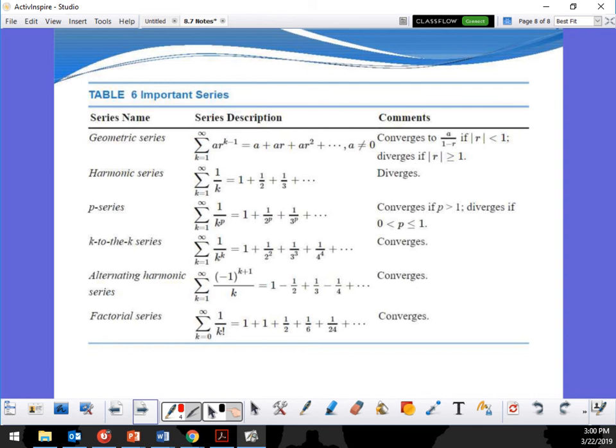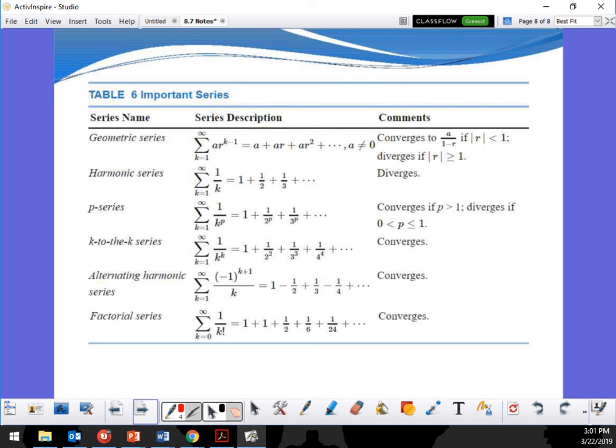Okay, here's the table. This actually goes along with what type is what. So if I have a geometric series, it's going to look like this. And then we have my r value. If it's less than 1, it's going to converge. Greater than 1, it's going to diverge. Yes? Okay, good. Harmonic series, 1 over k, it's going to diverge. P series, 1 over k to the p, converges if p is greater than 1, and it's going to diverge if p is between 0 and 1.